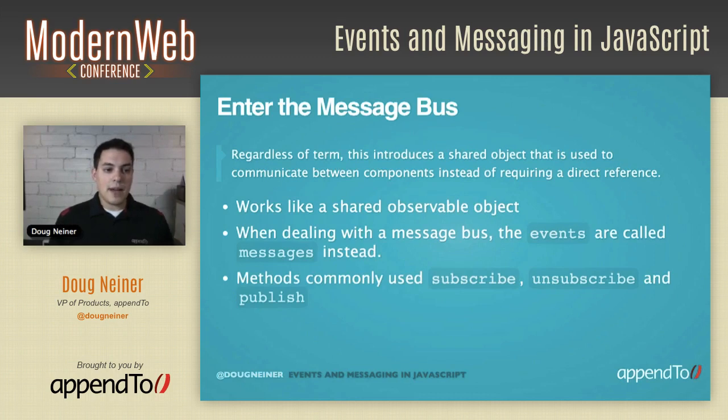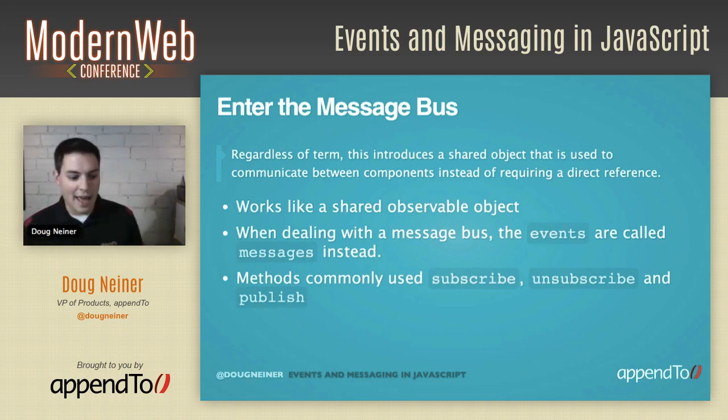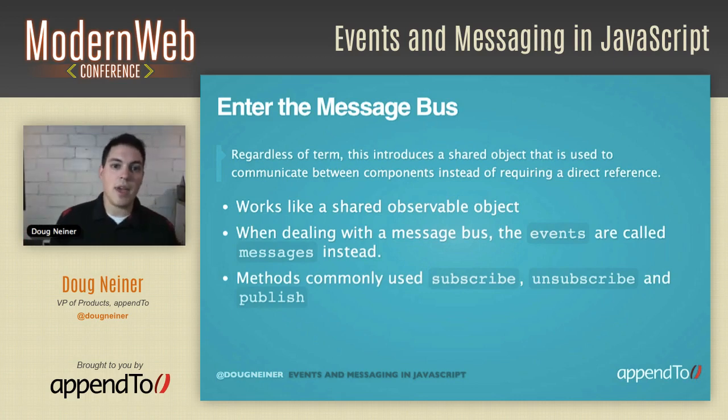The message bus works like a shared observable object. So it's going to have events that are emitted. We call those messages, and then the event name we call a topic. The methods for these are often different. So unsubscribe, subscribe, and publish. That's where you get more of the pub sub terms, though they certainly can still have on, off, and emit as the API depending on the library that you're using.